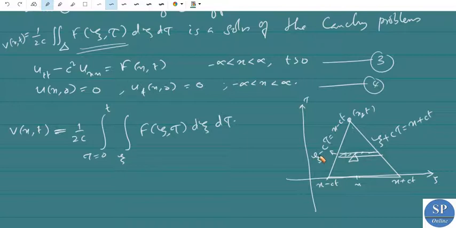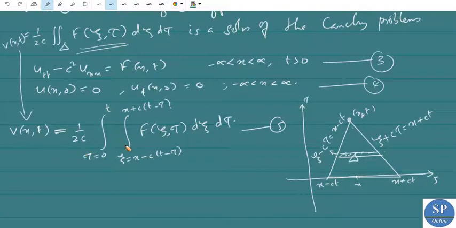That means here zeta is equal to x minus ct plus c tau. That is, zeta from x minus c into t minus tau, right? So this is x minus ct plus c tau, and to here, from this to this, zeta varies from this to this. So this is actually x plus ct minus c tau, which can be written as x plus c into t minus tau. Okay, so we have this is v. This v can be written as this. Okay, so we can number this as 5.